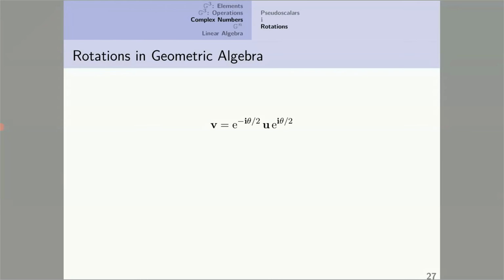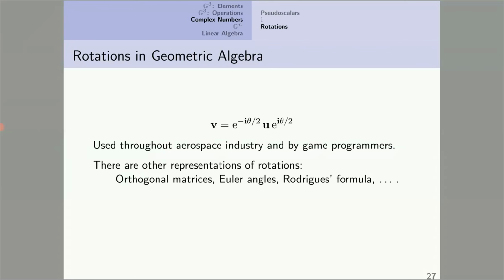Here is the geometric algebra formula for rotations developed in the last slide. It's used throughout the aerospace industry and by programmers of games. Now, there are other representations of rotations. Perhaps you're familiar with orthogonal matrices. Physicists use Euler angles, and there's a little-known formula due to Rodrigues. They all suffer serious problems.